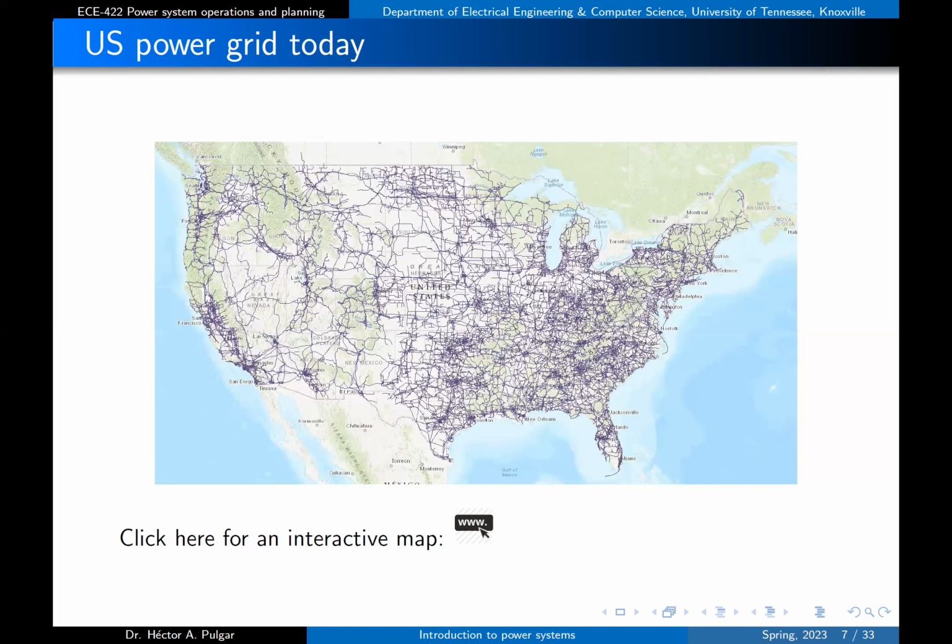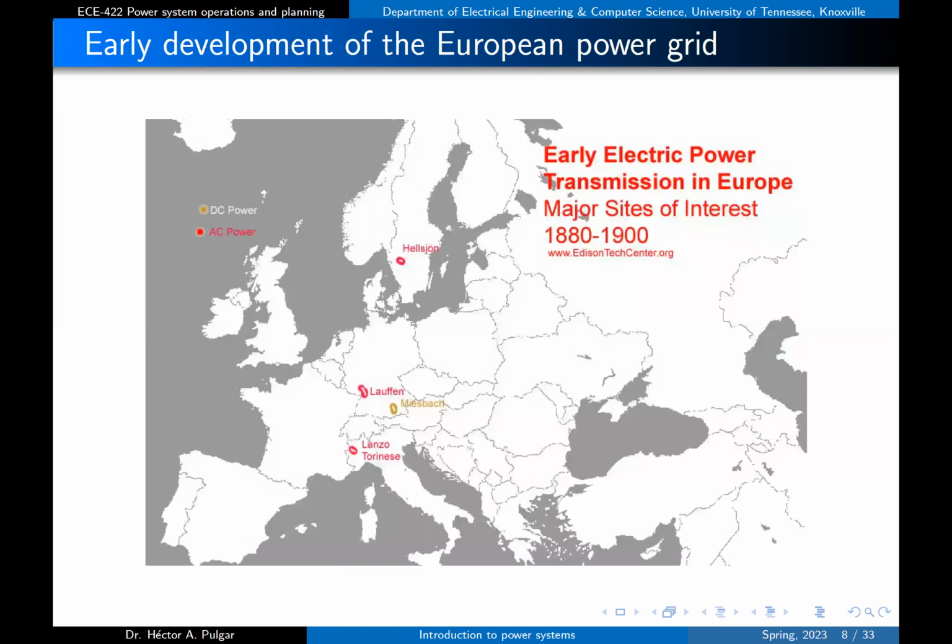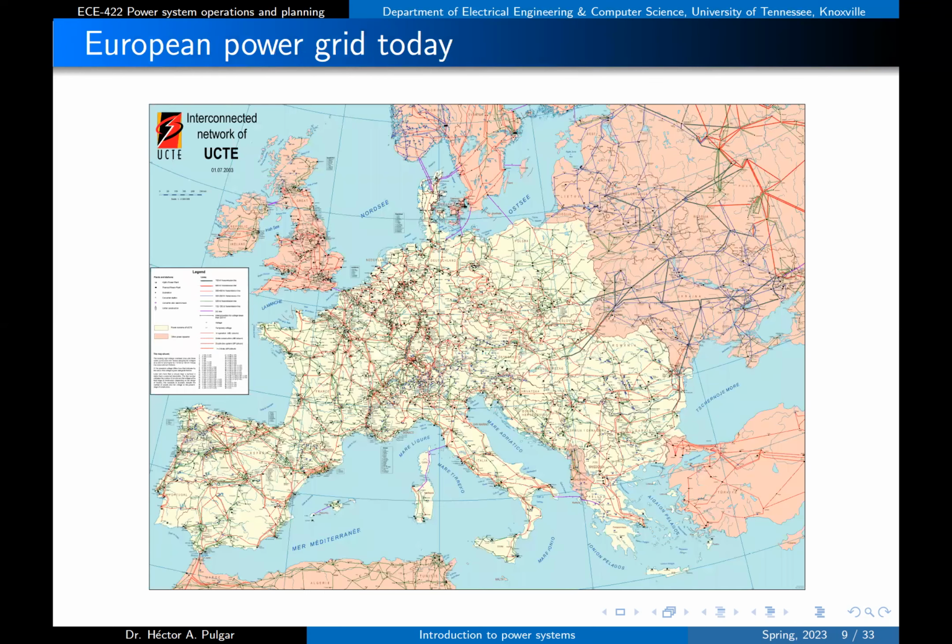As you can see, the grid is very well connected. There are millions and millions of components. Here we have power plants, transformers, transmission lines, loads, energy storage, and many other components. And this is one of the most complicated and largest networks that humankind has produced. The same thing happened in Europe with a small development in cities of the electrical system for those cities. Some took the AC development, others took the DC, but at the end, we have a big interconnected network based on AC system.